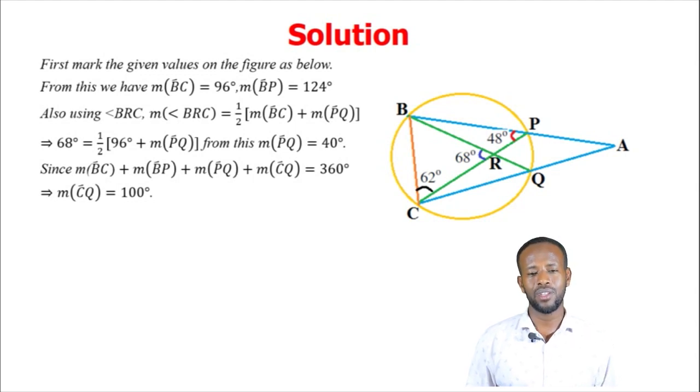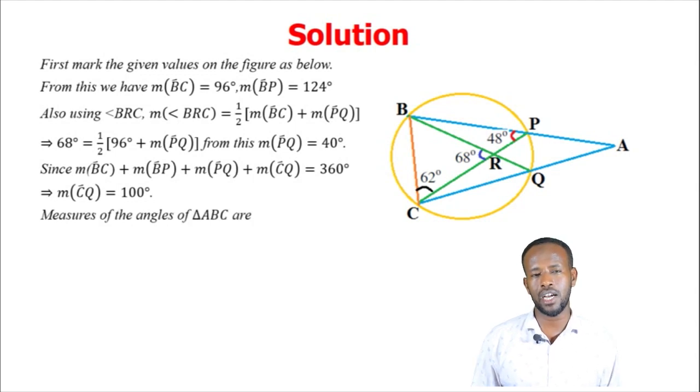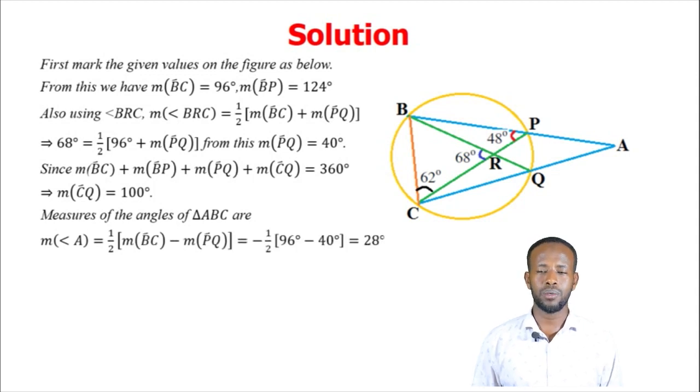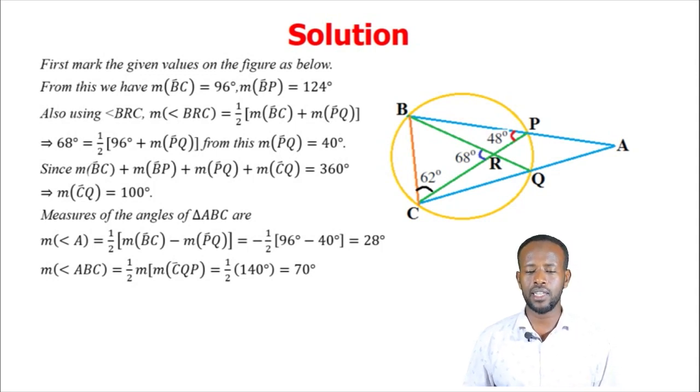Now we will try to find the measure of the angles of triangle ABC. Measure of angle A is equal to 28 degree. Angle A is formed where? Outside the circle. What was the formula that we can calculate? Half of the difference of the intercepted arcs. So it's 28 degree. Measure of angle APC is equal to half of measure of arc CQP, which is equal to half of 140 degree, and this is 70 degree.